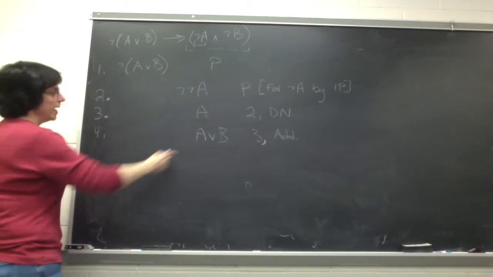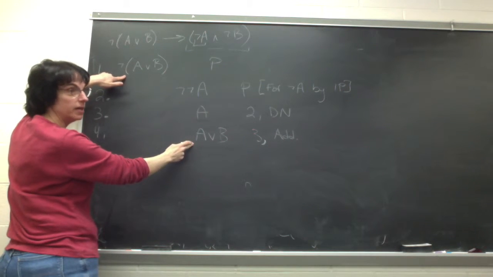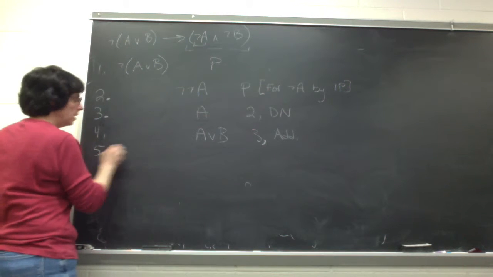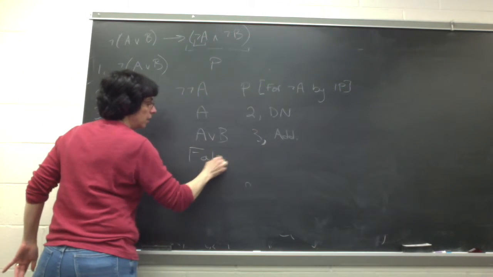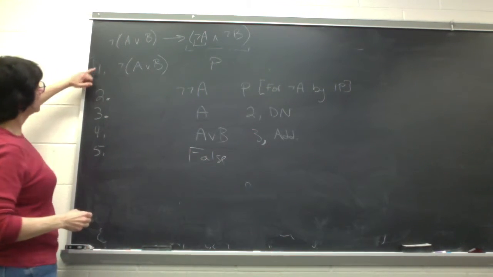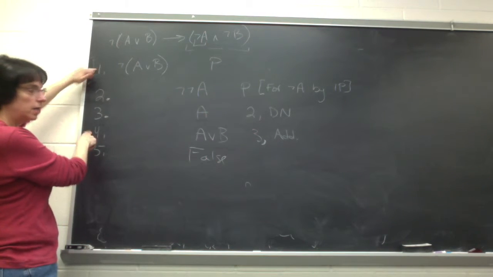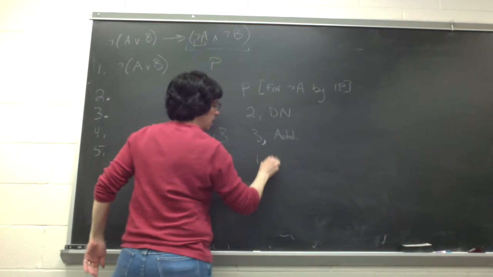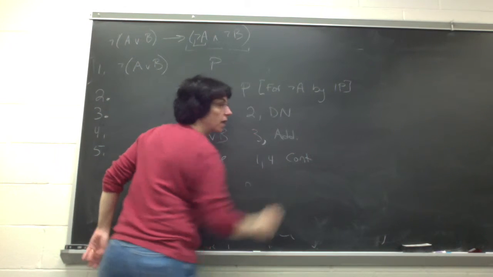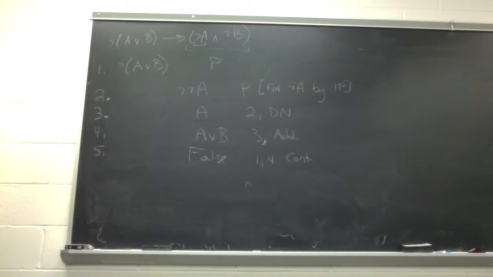Aha, but look, I have A or B and I have not (A or B). So I can conclude false, right? By lines 1 and 4, and contradiction, I think is what it's called, right? Yes? Somebody look at a sheet and tell me I'm right.